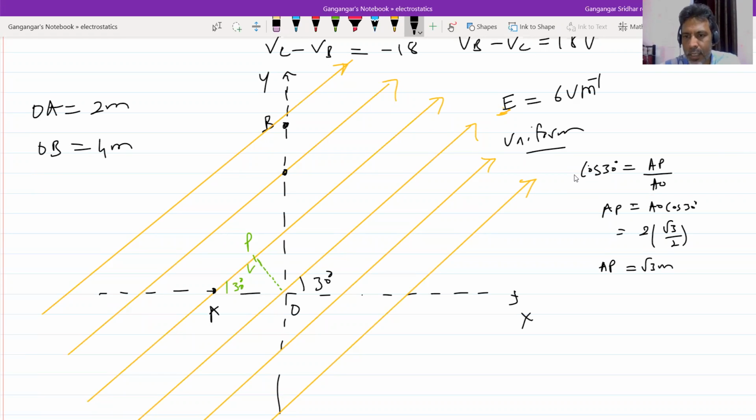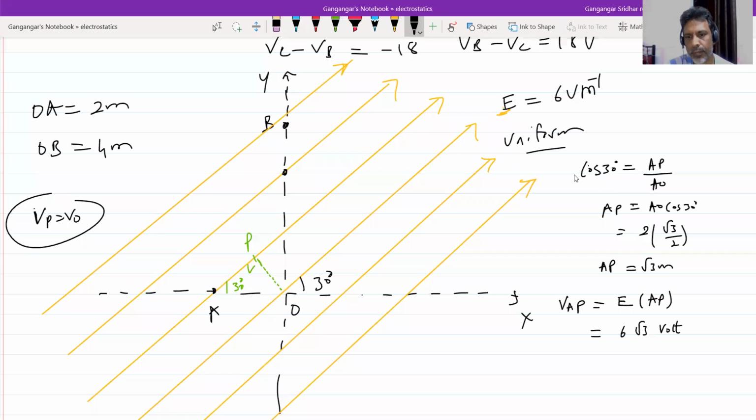Let's calculate the potential difference VAP straight away here only. VAP is equal to electric field strength into AP. The field strength is how much? 6. So root 3 times 6, the potential difference is 6 root 3 volt. But this was not the question asked, no? We were supposed to calculate AO potential difference. And what we know is that VP is equal to VO.